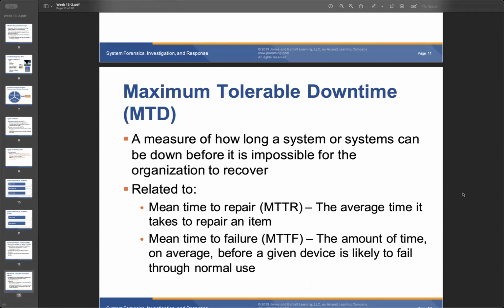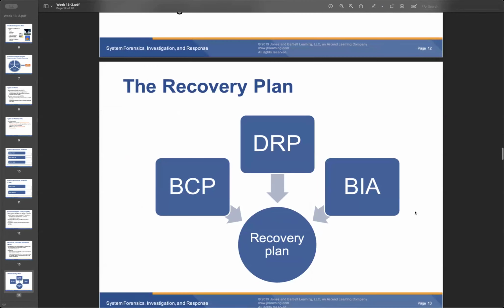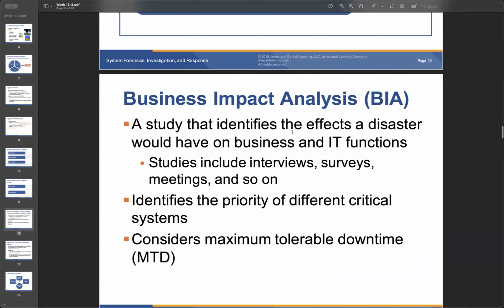So based on these two, the MTTR and MTTF, we can get the MTD, our maximum tolerable downtime. After we combine everything together, we can create a recovery plan. So we have the BCP, and then the BRP, and then the BIA. You already know we always say that we need to do a business impact analysis. So this is the BIA.